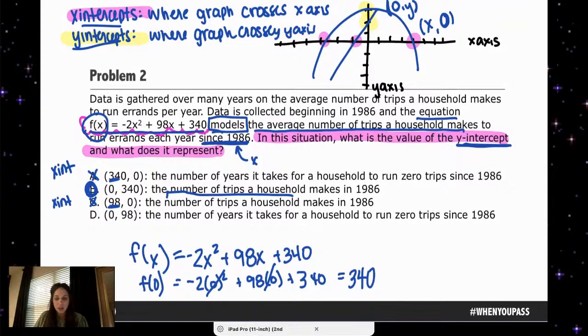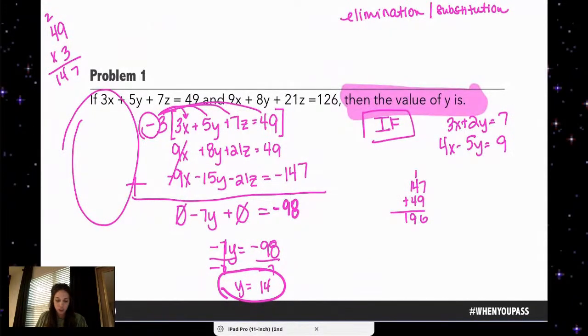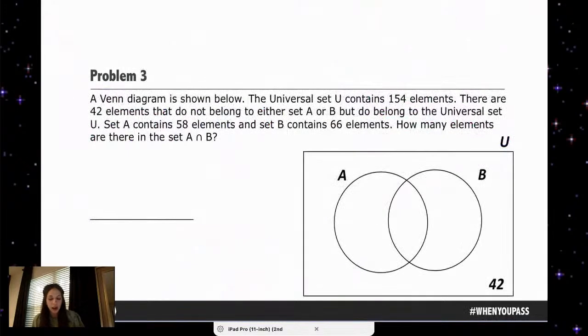David, what happened to the 126 in the second equation? It was incorrect because I did my math wrong and then I fixed it. That's all. All right, let's look at problem 3.